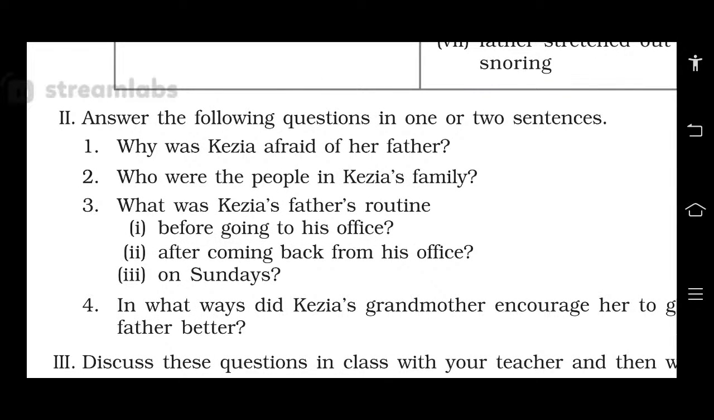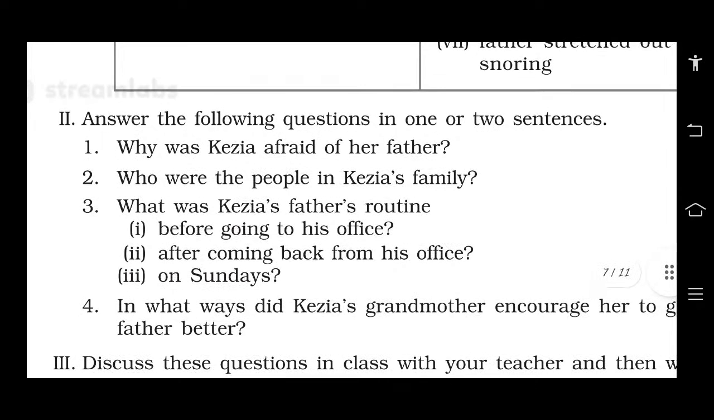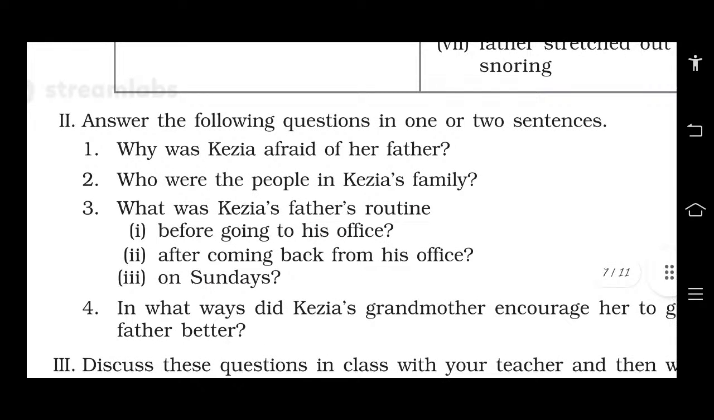The second question is: who were the people in Kezia's family? In Kezia's family, there were Kezia, her mother, her father, and grandmother. And look at the third question: what was Kezia's father's routine before going to his office, after coming back from his office, and on Sundays? Here we were asked three questions, so we have to give three answers. First, before going to his office, her father usually goes to her room and kisses her.